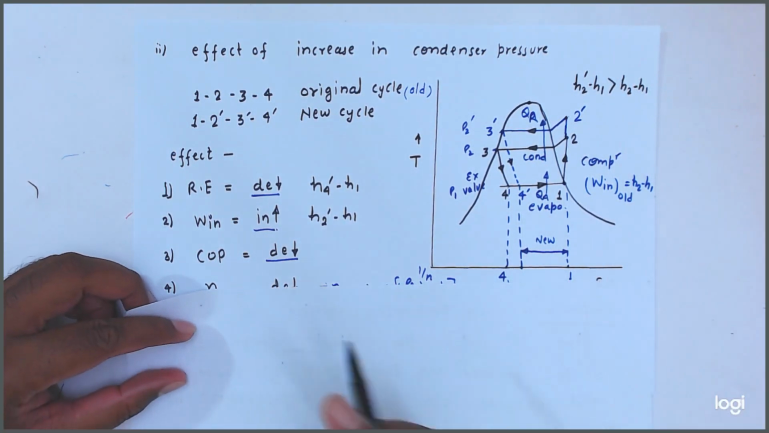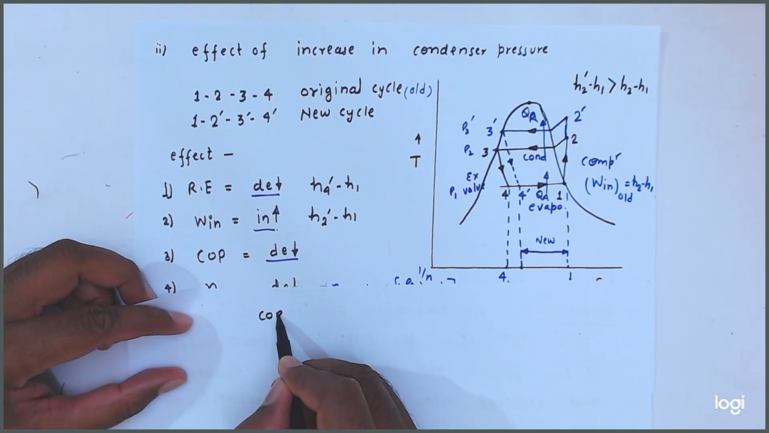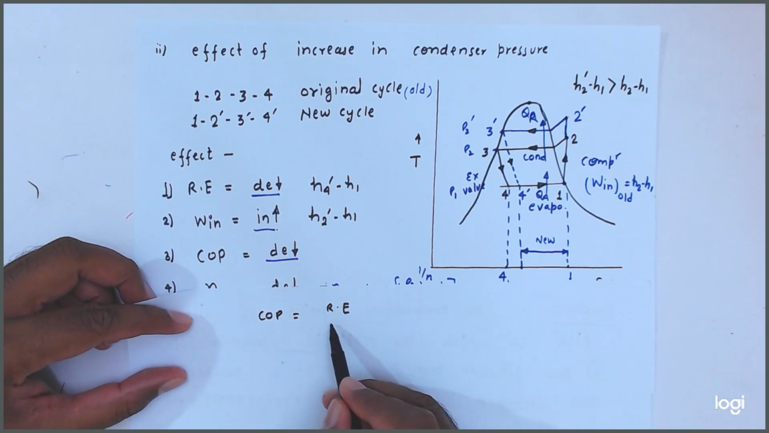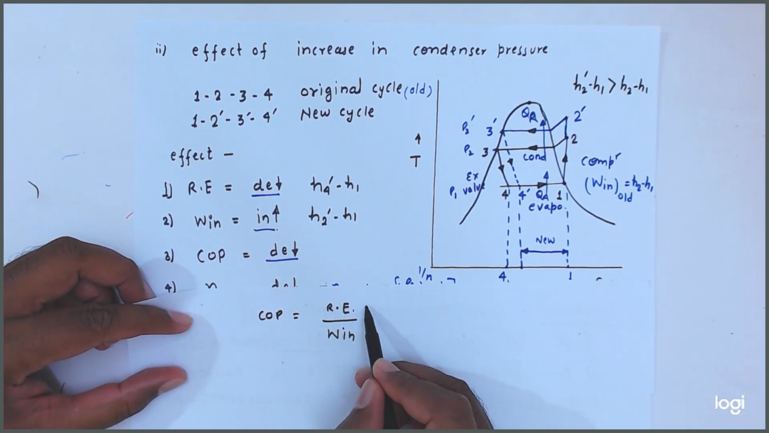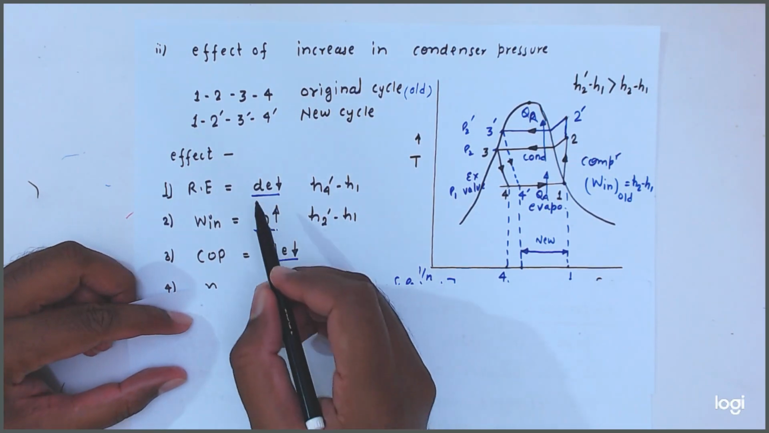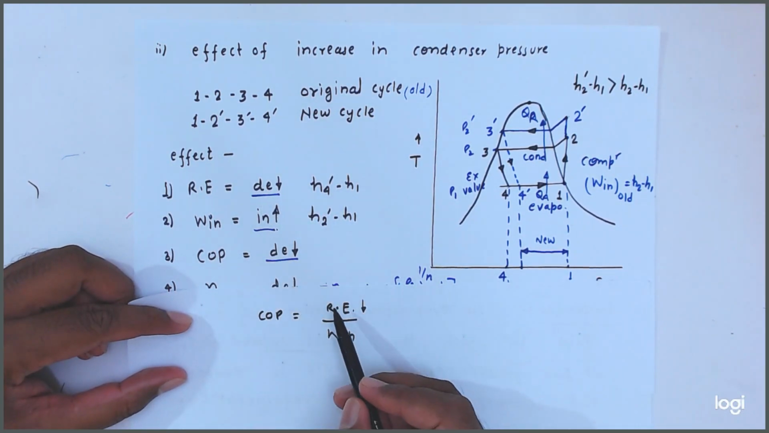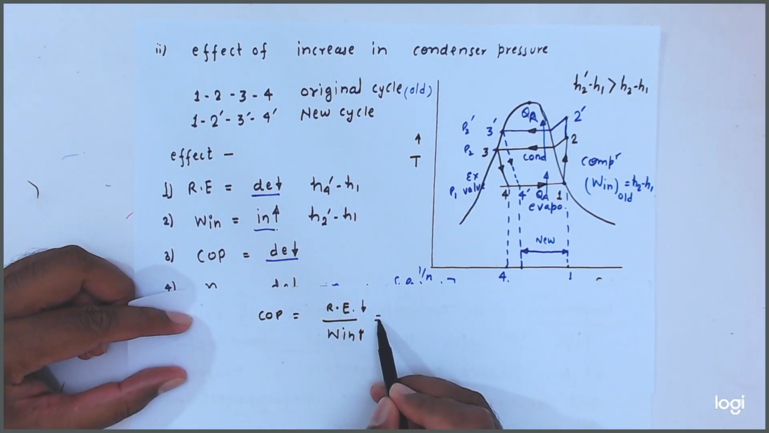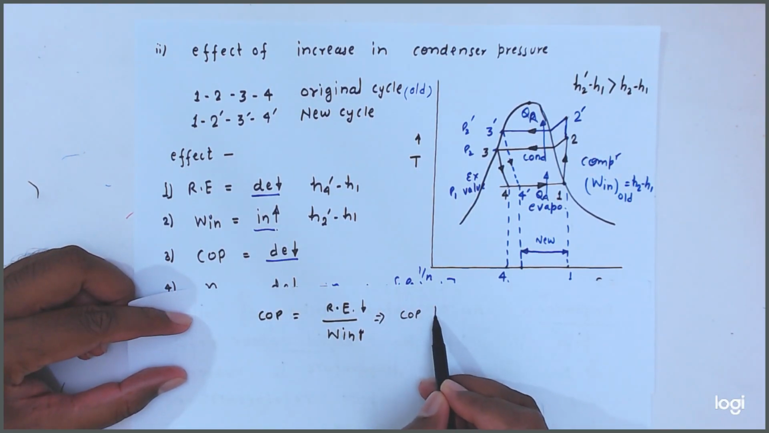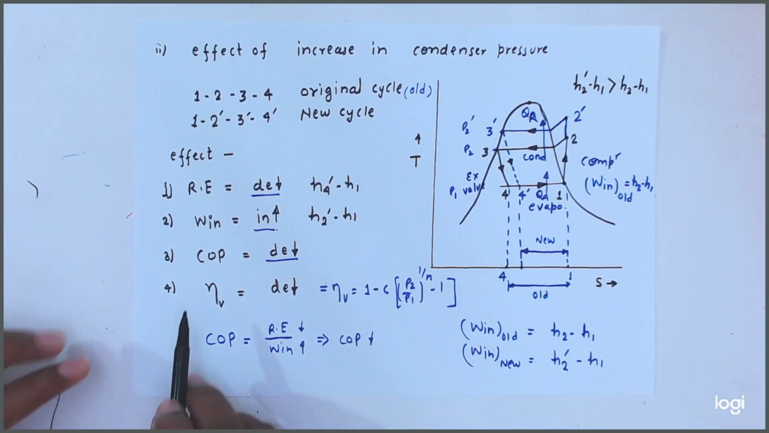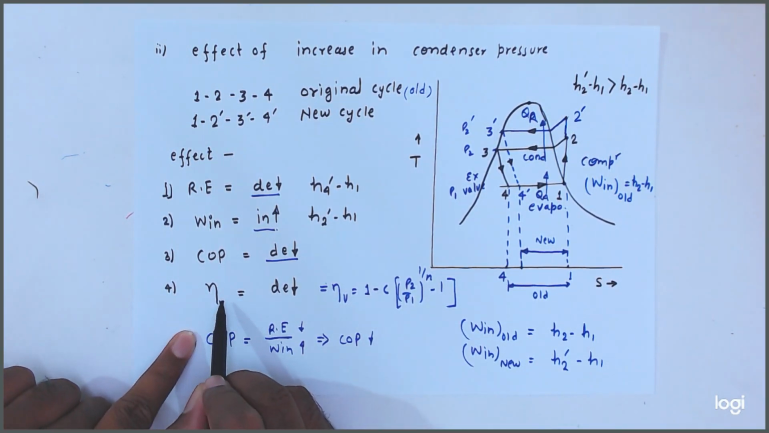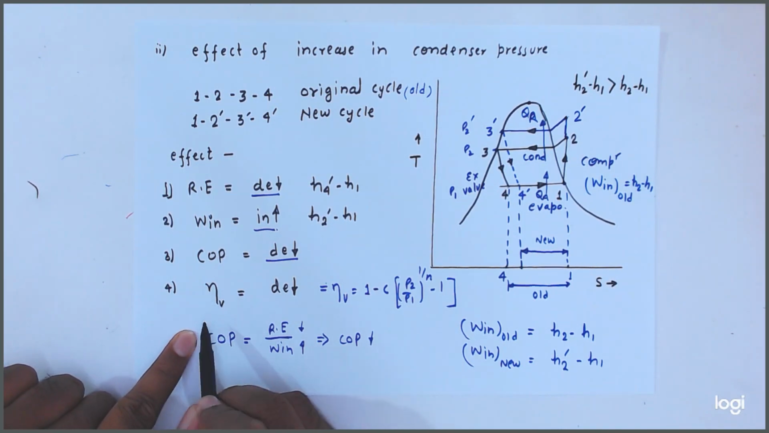Getting? Now, what impact will come on your coefficient of performance? So friends, we know that COP is equal to refrigeration effect upon work input. What happened here? Refrigeration effect decreases, work input increases. So what happened? Because of this, COP will decrease. Now, what effect will come on volumetric efficiency?